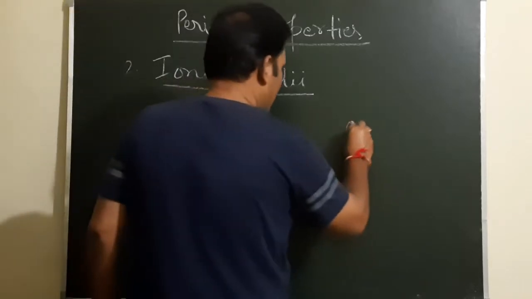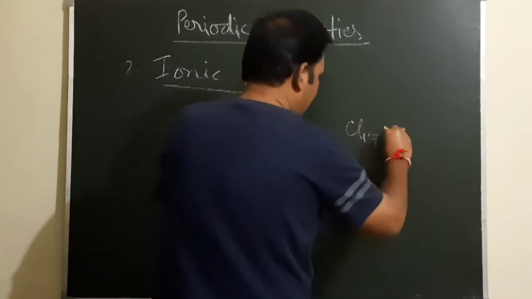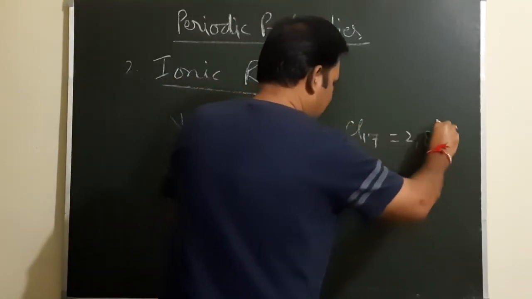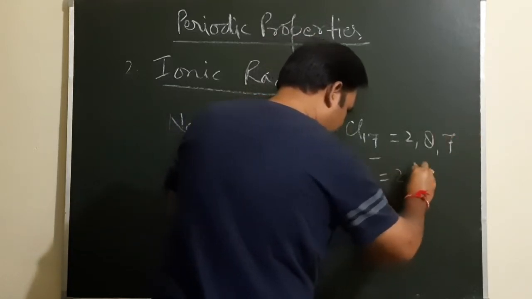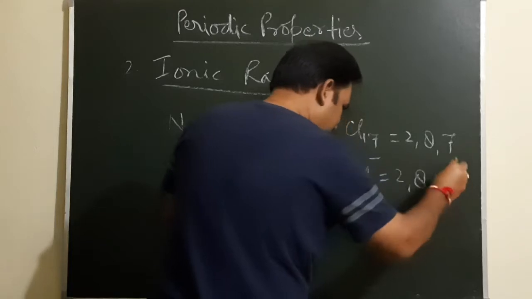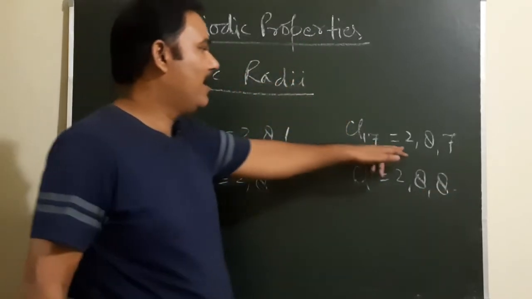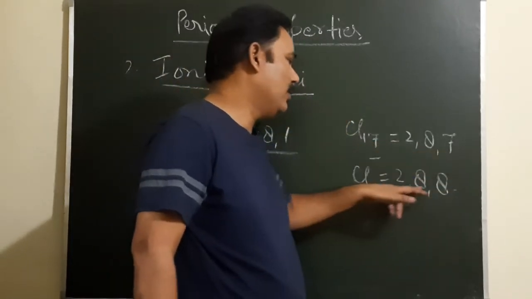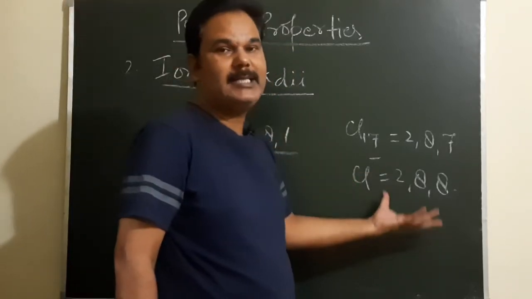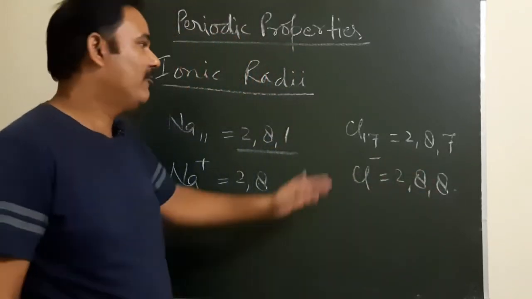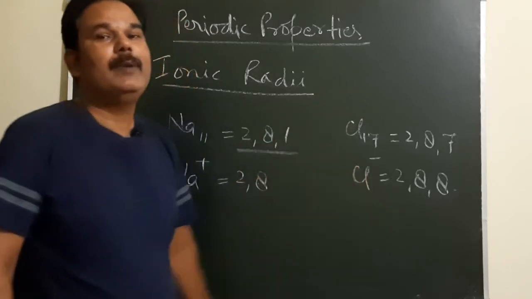Second one, suppose we are talking about the chlorine atom, its electronic configuration is 2, 8 and 7. For the chloride ion, its electronic configuration is 2, 8 and 8. So here the number of shells remains the same, 1, 2, 3 and 1, 2, 3, but the nuclear charge decreases. In this case, nuclear charge decreases, therefore its radius is going to increase.